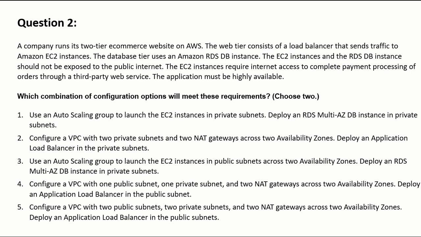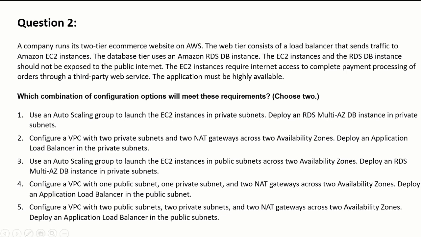Which combination of configuration options will meet these requirements? We need to choose more than one, so we need to choose two. Now let's see the options provided. First, use an auto-scaling group to launch EC2 instances in private subnets, deploy an RDS multi-AZ DB instance in private subnets. Number two, configure a VPC with two private subnets and two NAT gateways across two availability zones, deploy an application load balancer in the private subnet.